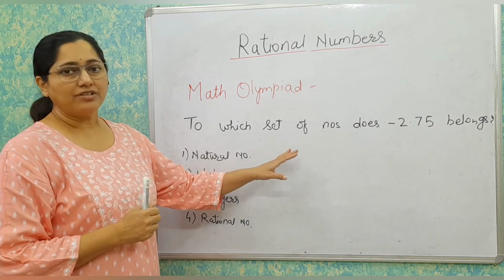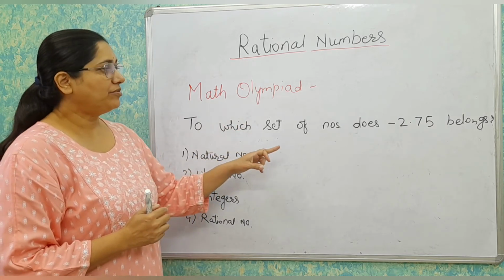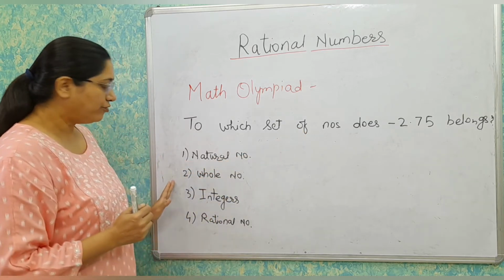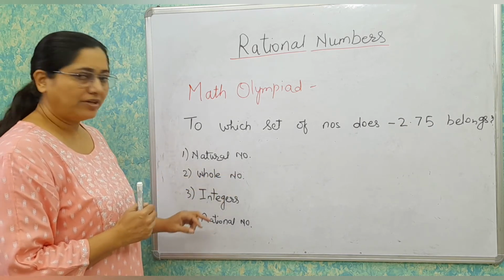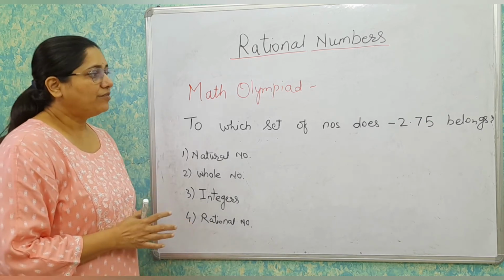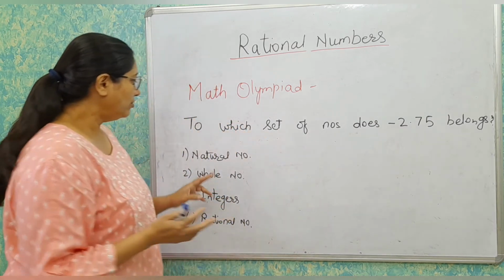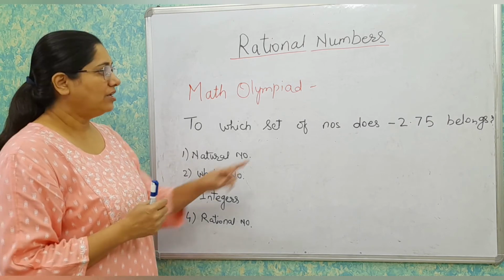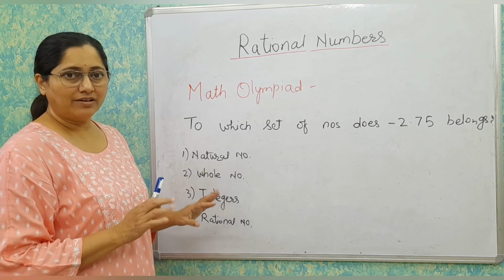This type of question is very common in Math Olympiad exams. To which set of numbers does minus 2.75 belong? And there are 4 options. First one is natural number, second whole number, third one integers, and last one is rational number. First we will find out this number has a negative sign, and you know that all the natural numbers start from 1, 2, 3, 4 and so on. So it cannot be a negative number. So natural number is not the correct answer.